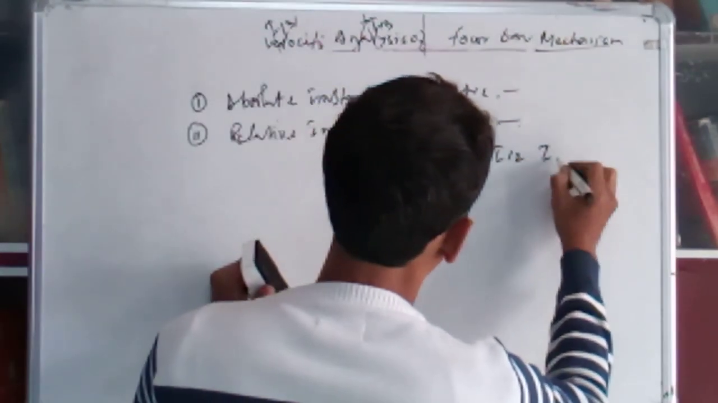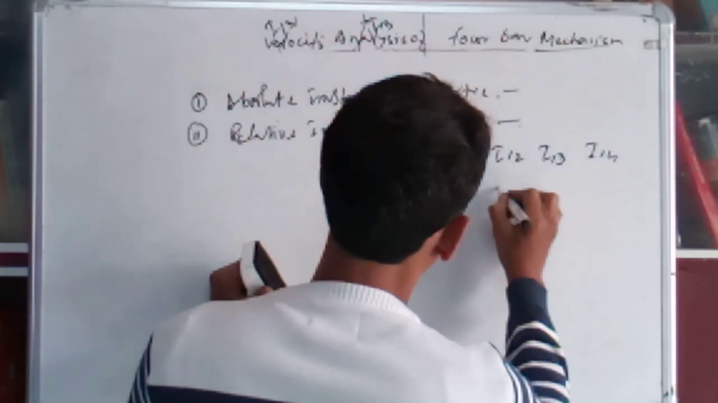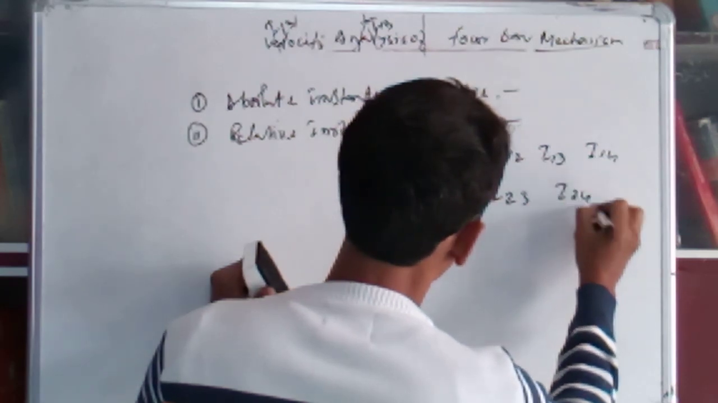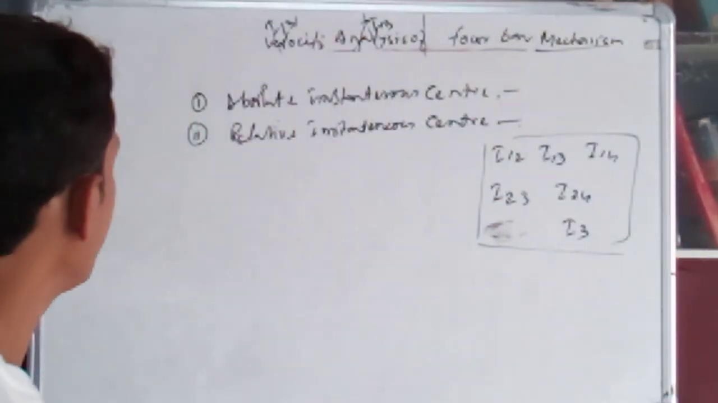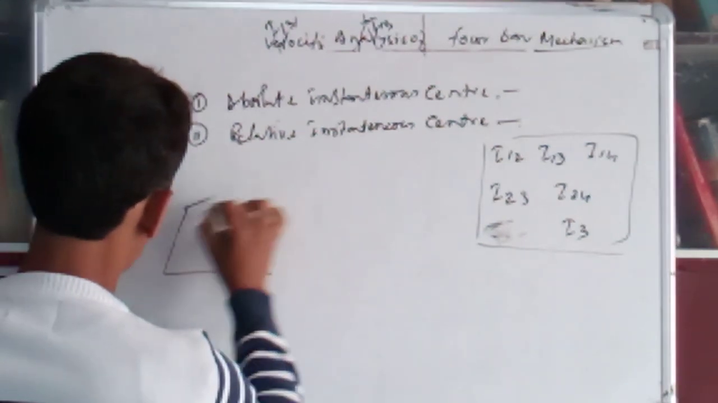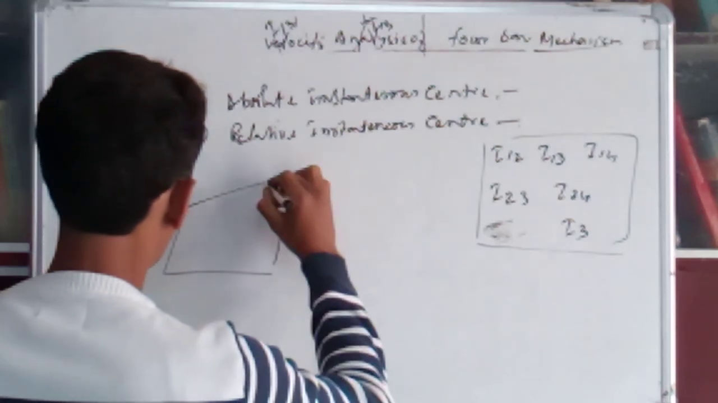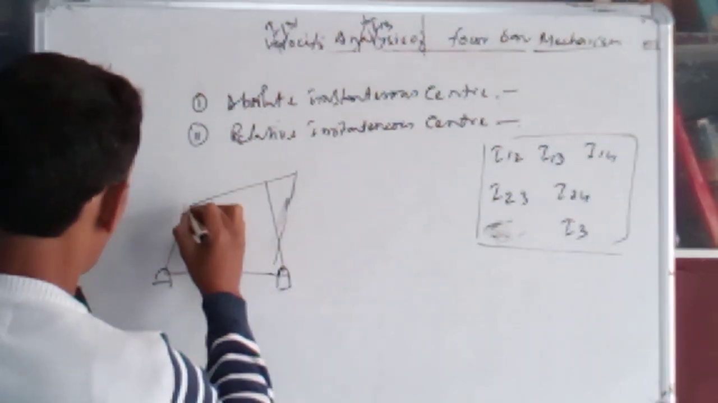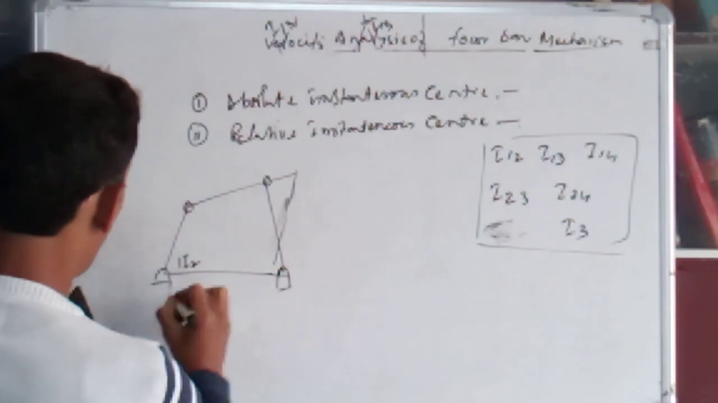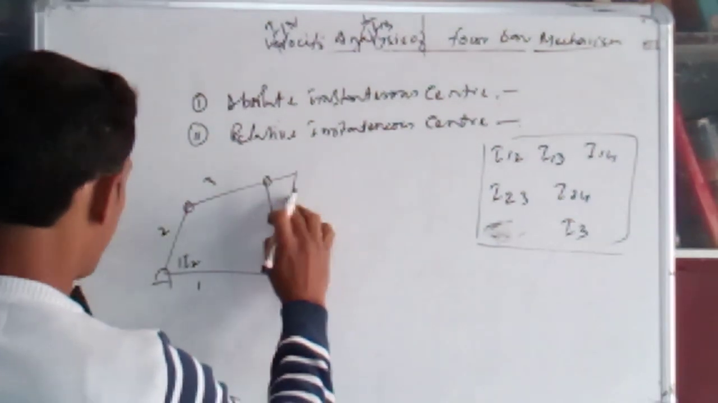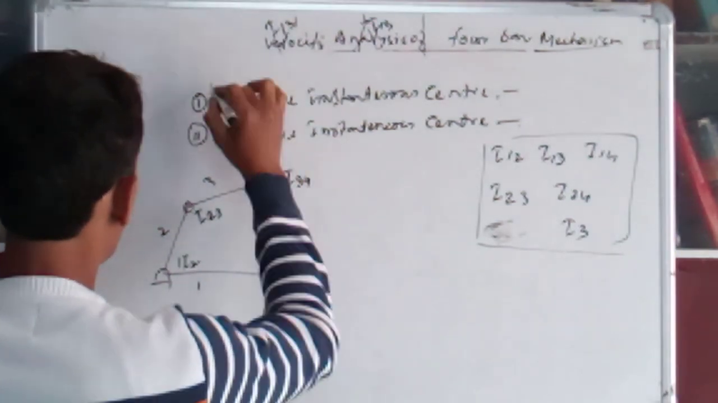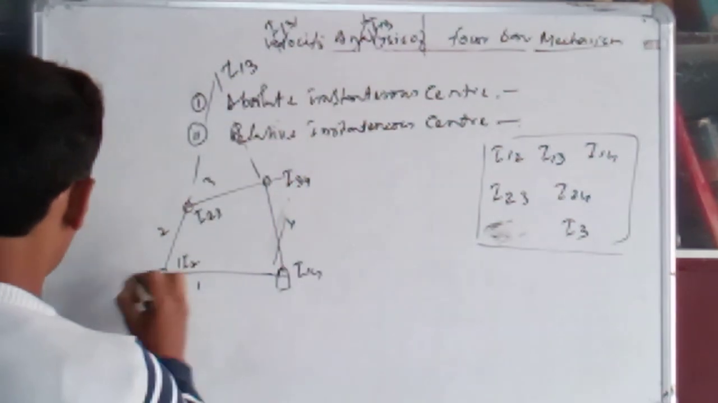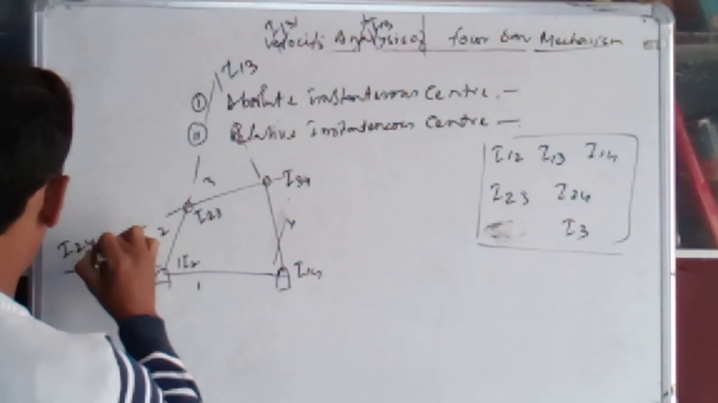Now, in a 4-bar mechanism, we have I12, I13, I14, then I23, I24, then next was I34. Now among these 6 instantaneous centers, I12, I23, I34, I14, that is I13, and another is I24.